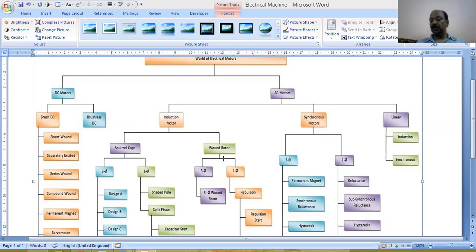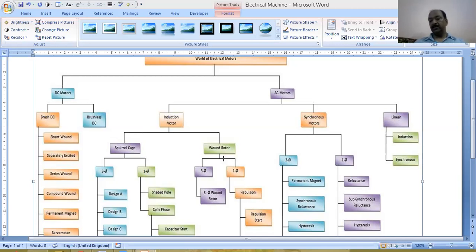Then there is the synchronous induction motor. Synchronous induction motor is basically a combination of the induction motor and the synchronous motor, where some windings of the rotor are short circuited with each other. So at that moment, in the combination of the squirrel cage and the synchronous motor, some part will be related with the squirrel cage type of induction motor. So this type of machine is called the synchronous induction motor.